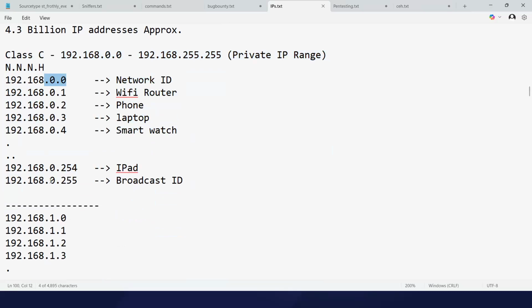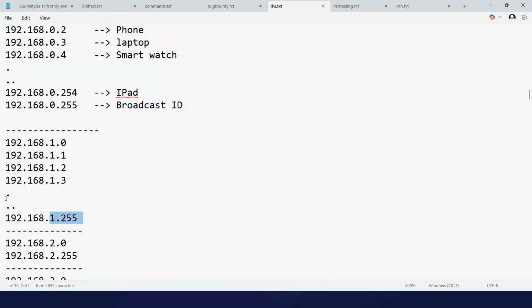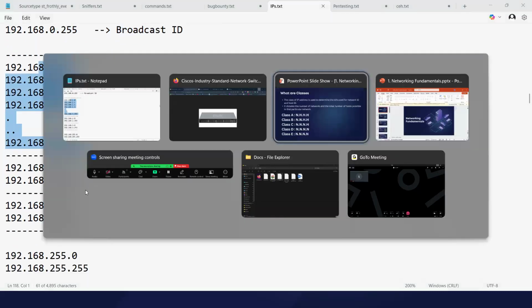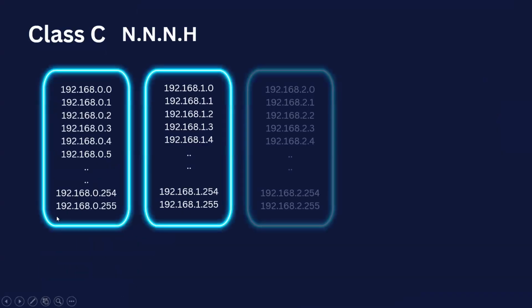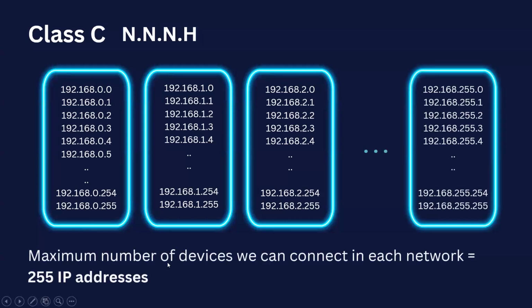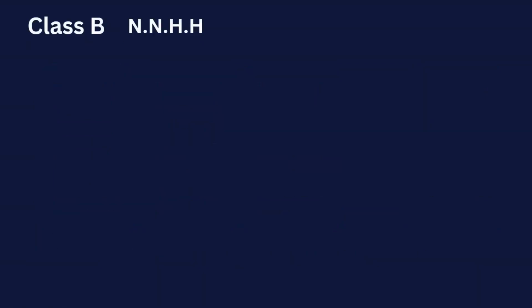So from 0.0 to 0.255, this is the first network, and in that network, you can connect 255 devices. Again, from 1.0 to 1.255, that's the next network, and in this network also, you can connect 255 devices. In a similar fashion, in each class C network, we can connect a maximum of 255 IPs. So this is perfectly suitable for small size networks, home networks, small organizations, local networks. There, you preferably use class C. But if your network requirement has a necessity for more than 255 devices to be connected, then you go for class B or class A.